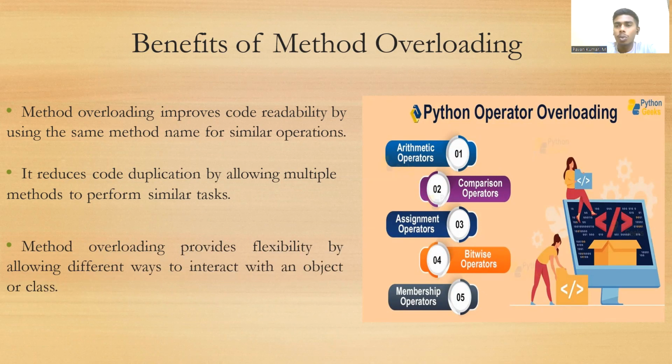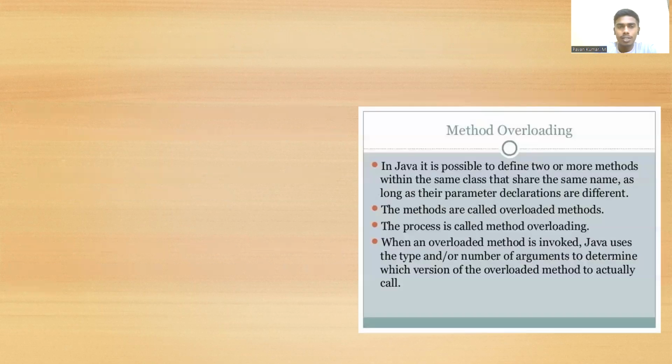And here is Python operator overloading. There are 5 types. They are arithmetic operators, comparison operators, assignment operators, bitwise operators, and membership operators.